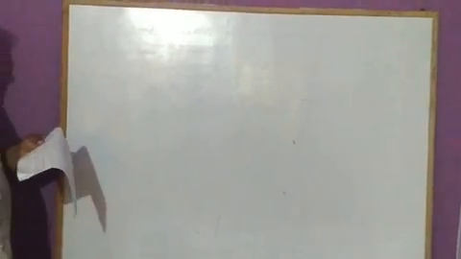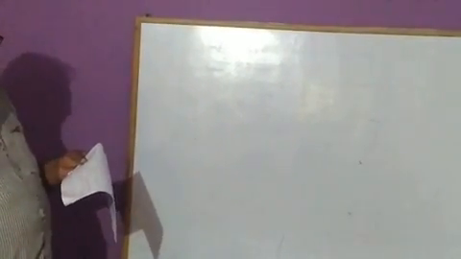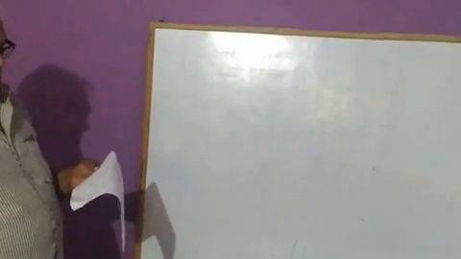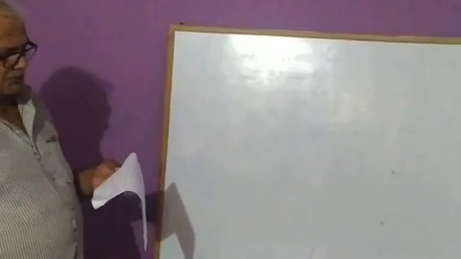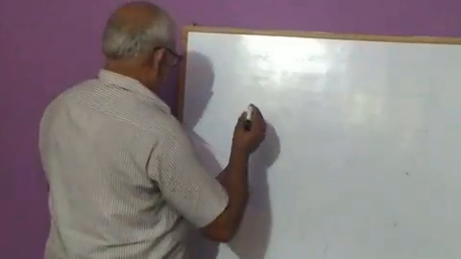Question number 4. Find the value of A and B. First part, (2 plus root 3) upon (2 minus root 3) is equal to A plus B root 3. Second part, (5 plus 2 root 3) upon (7 plus 4 root 3) is equal to A plus B root 3. Find the values.